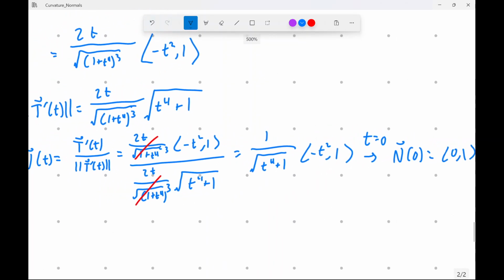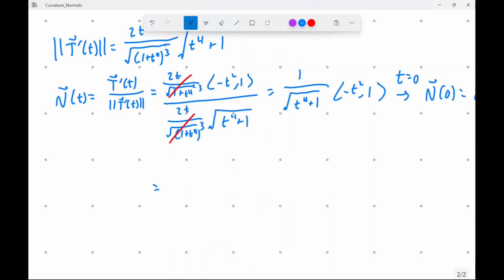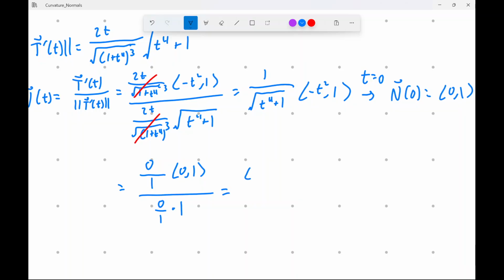Well, the reason is right here, when we did this cancellation, this red step here, we had a t in the numerator and the denominator. What would happen if t were 0? Let's plug that in. If t is 0, this would be 0 over 1 times 0, 1, divided by 0 over 1 times 1, which is equal to 0, comma 0 over 0, which does not exist. Or if you want, it's equal to 0 over 0 times 0, comma 1.